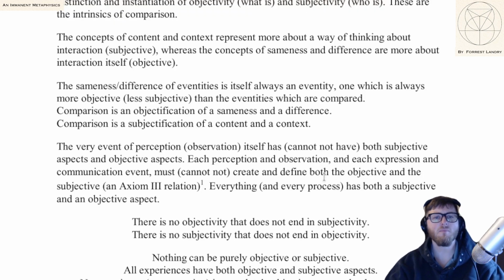The concepts of content and context represent more about a way of thinking about interaction, whereas the concepts of sameness and difference are more about interaction itself. So, content and context is subjective, sameness and difference is objective. The sameness or difference of eventities is itself always an eventity, one which is always more objective than the eventities which are compared.